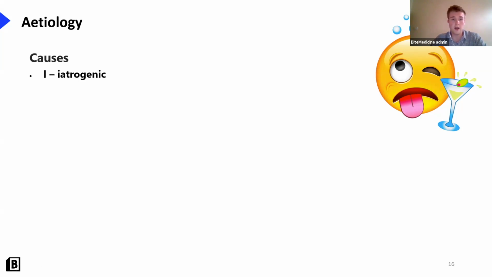So I can be iatrogenic or idiopathic. Iatrogenic being caused by medical intervention, idiopathic being we don't know why it's arisen. G for gallstones. If you're ever quizzed in an OSCE for causes of pancreatitis and everything else goes out the window, please just remember gallstones and alcohol. You will get the 2 points. So the E stands for ethanol abuse or alcohol abuse.